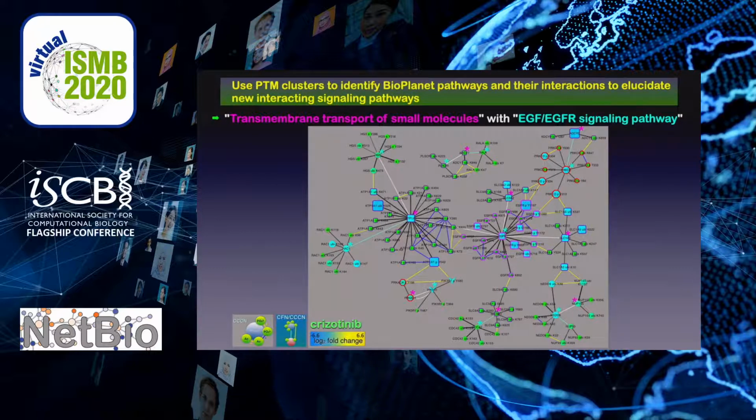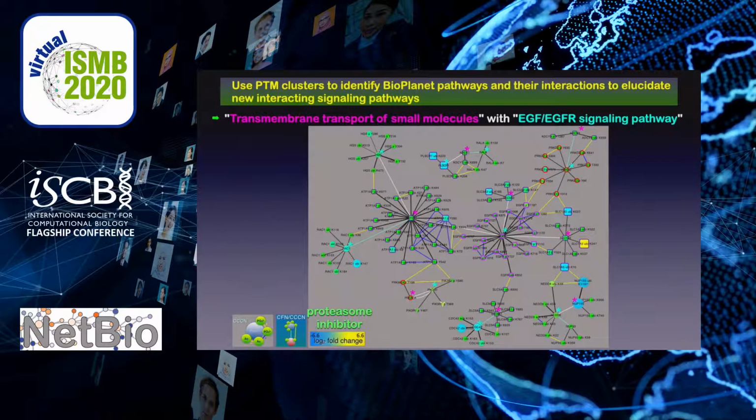Here's our combined CFN and CCCN, showing the two pathway members identified by color-coded asterisks along with their post-translational modifications painted according to their response to crizotinib. And we can see interesting relationships between solute carriers, neutral amino acid transporters, sodium-potassium ATPase, phospholipid scramblase, and a nuclear porin, along with EGF and RAC, protein kinase A, protein kinase D. So this suggests possible mechanistic insight.